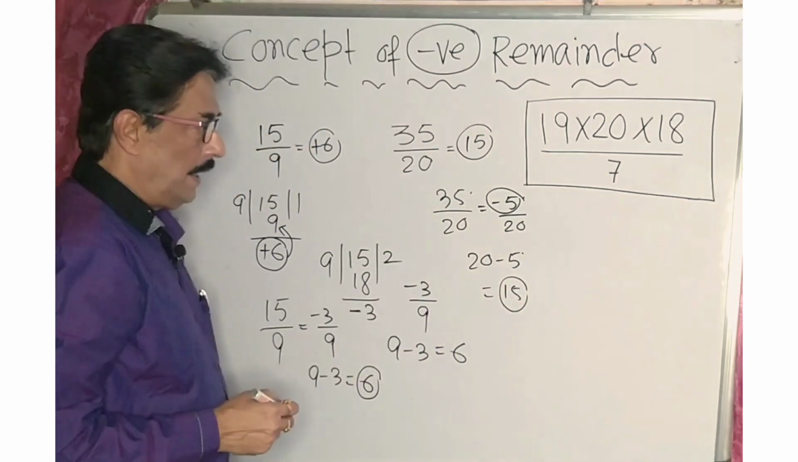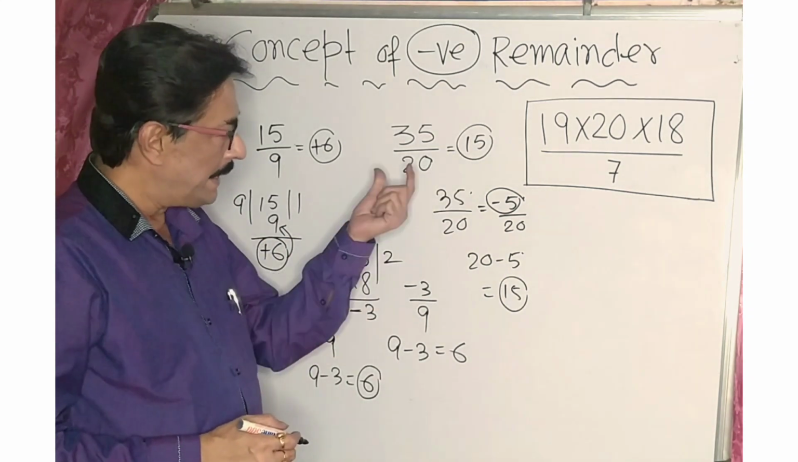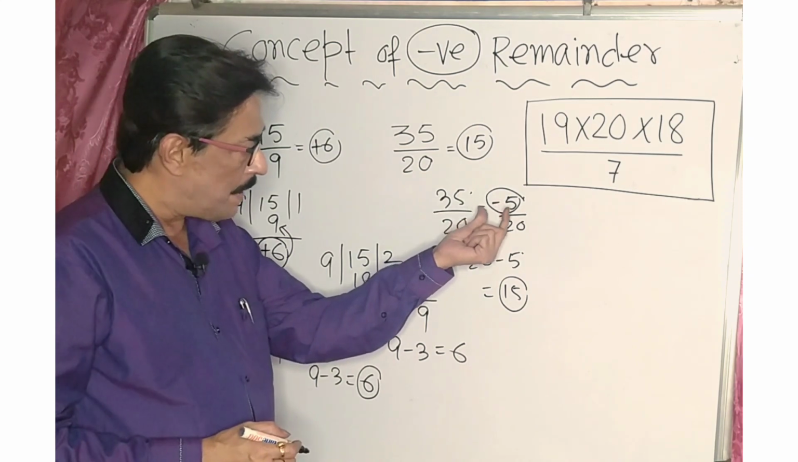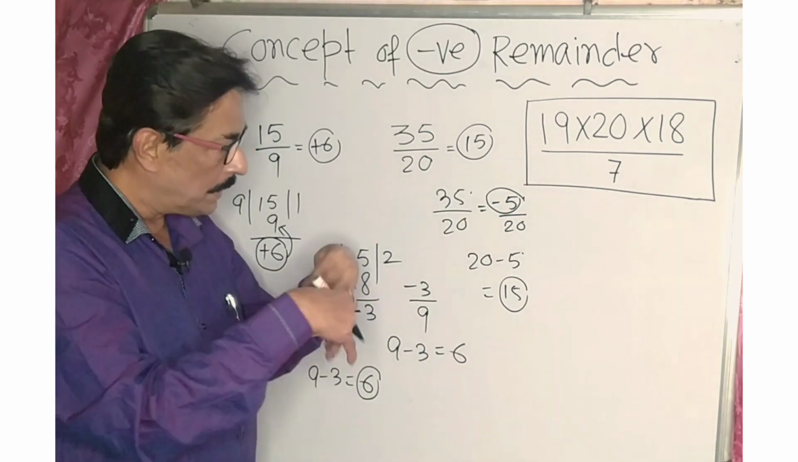Now observe. In the case of positive remainder, our number was 15. In the case of negative remainder, our number becomes 5. So this 5 is smaller than 15. We can take advantage of this for our next steps.